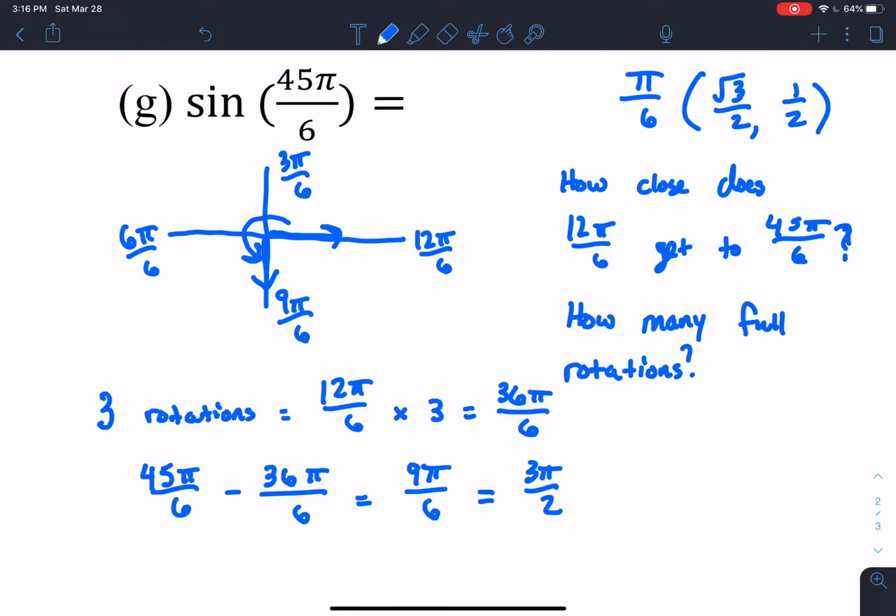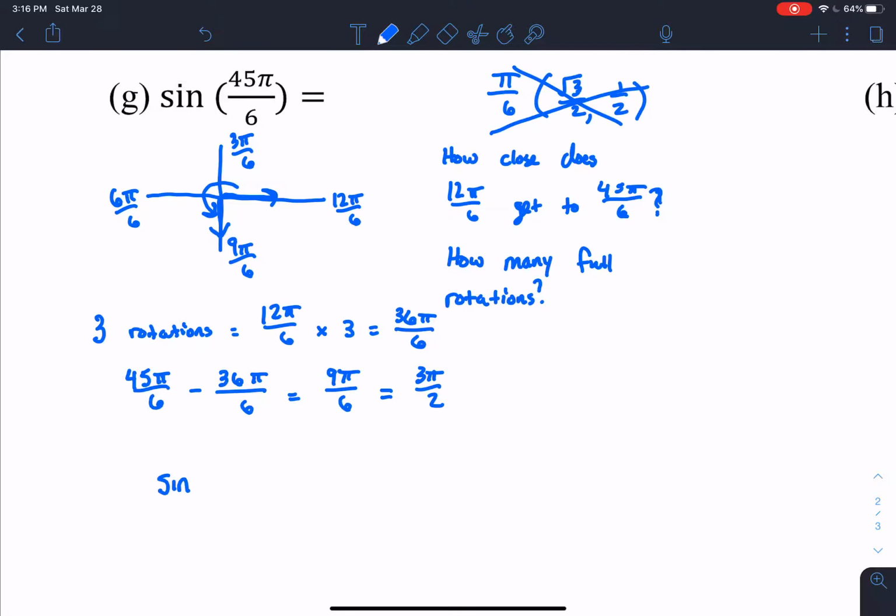So this actually simplifies a little bit. We don't need pi over 6 right away, so I did a little extra work. Sine of 45 pi over 6 is the same thing as sine of 3 pi over 2. Now the coordinate at 3 pi over 2 is 0, -1. Since we're doing sine, we're going to use the y term. So your answer here would just be -1.